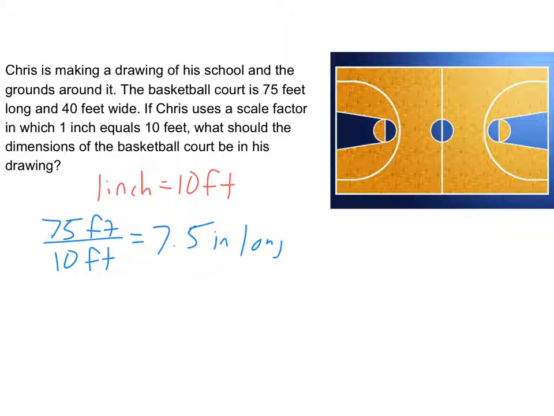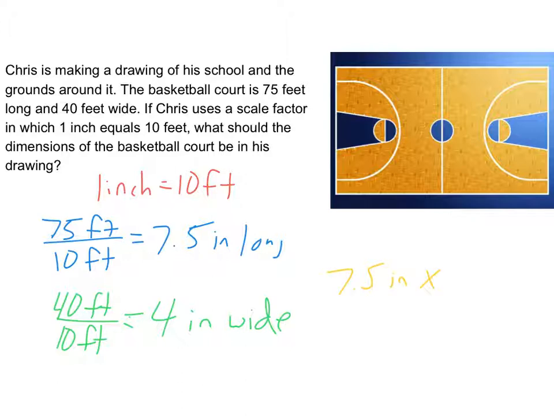The same thing can be done for the width. It's 40 feet wide, and I need to divide that by my scale of 10 feet to get that the drawing should be 4 inches wide. So what I should have is a drawing that's 7.5 inches by 4 inches for a basketball court.